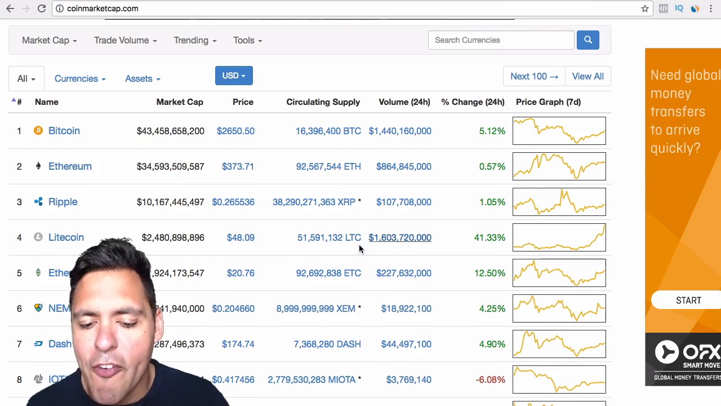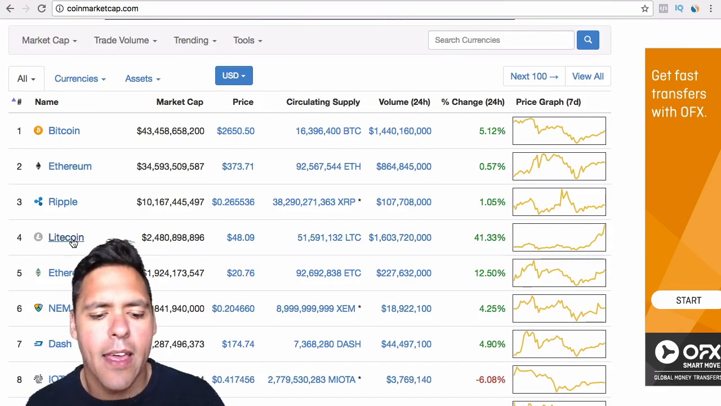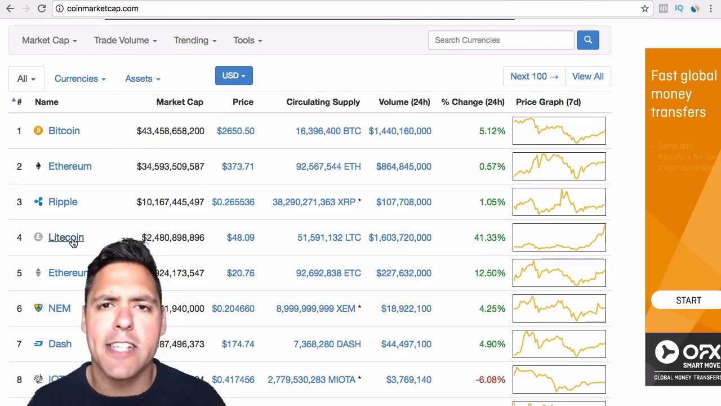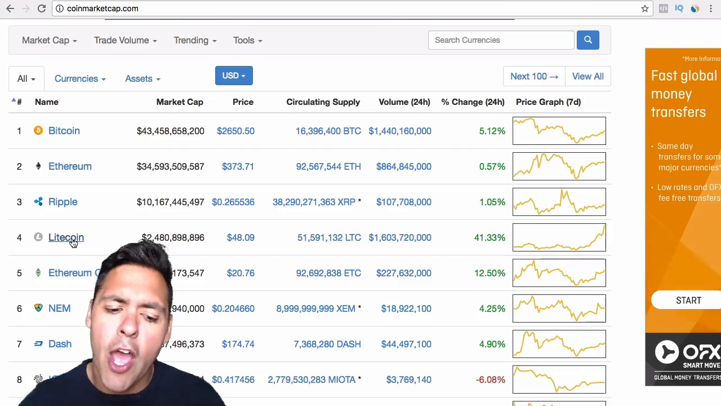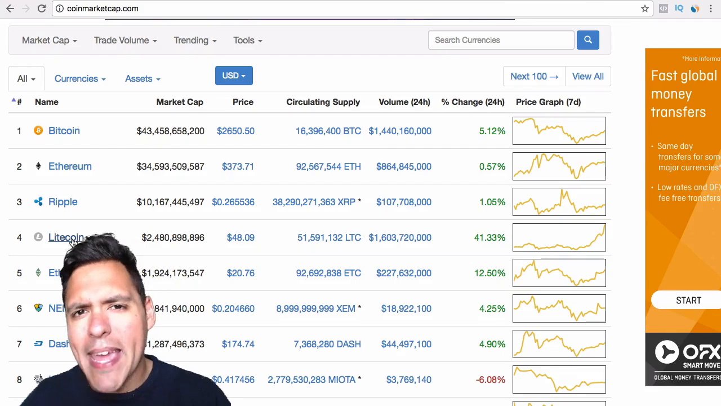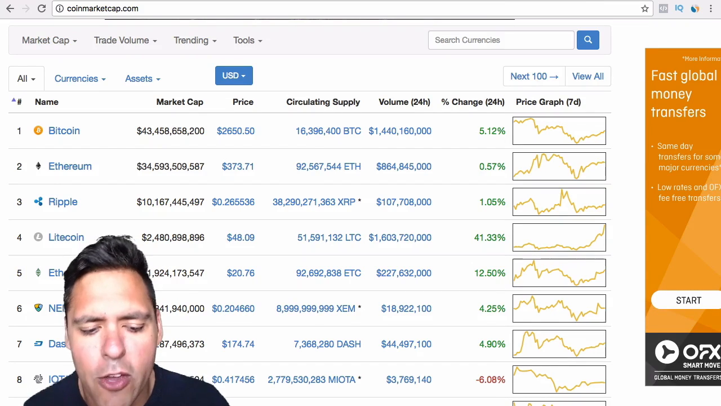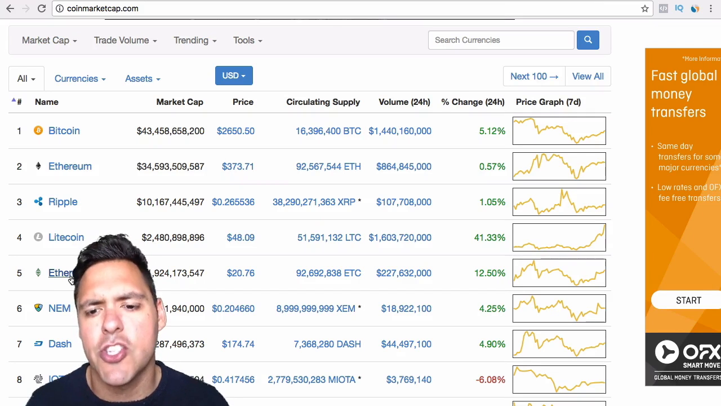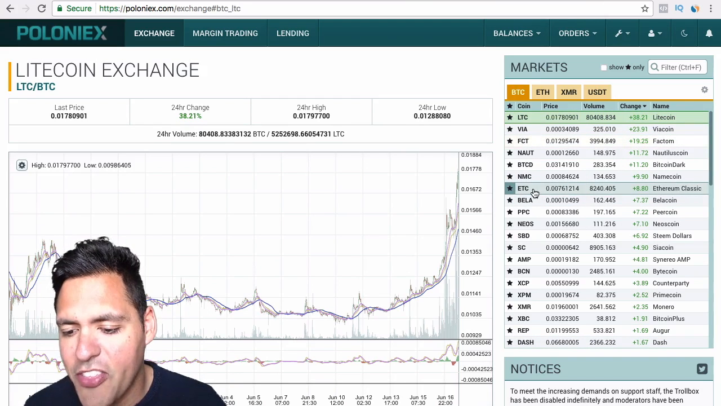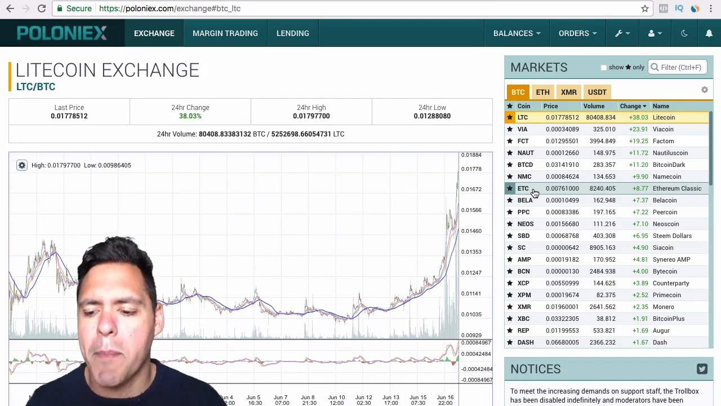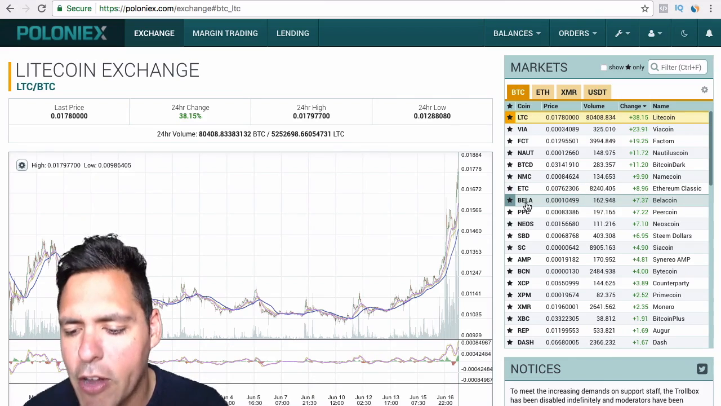But what I have found is that hedging your bets by investing in some of the smaller coins with very low value, together with some of the more major coins like Litecoin and Ethereum Classic, is a good strategy because there is more stability in your portfolio. As you can see today, Litecoin and Ethereum Classic are keeping up the momentum of my portfolio.